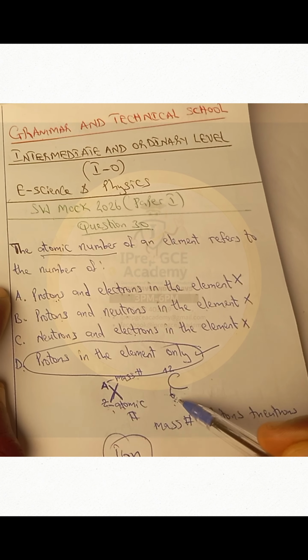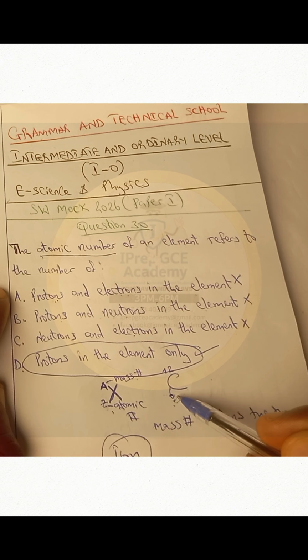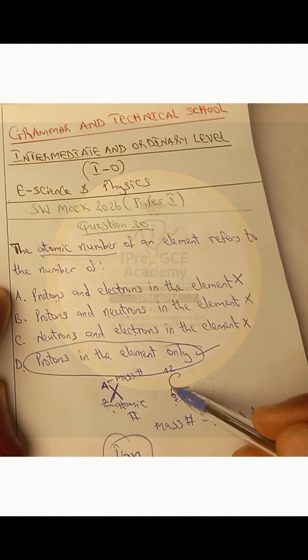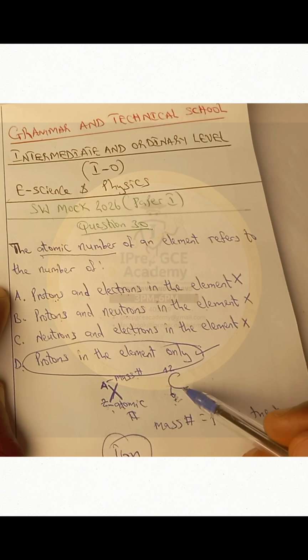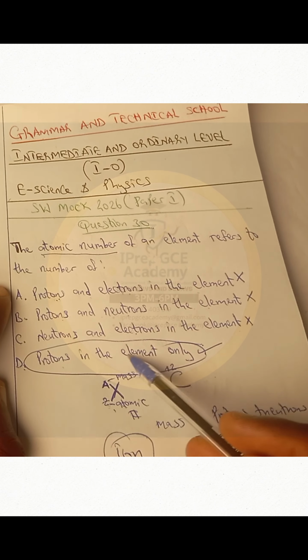For example, if an atom has 6 protons, it will always be carbon. If an atom has 7 protons, it will always be nitrogen. It is the most important number because it determines exactly which element we are looking for on the periodic table. So the correct answer was D, the number of protons in the element only.